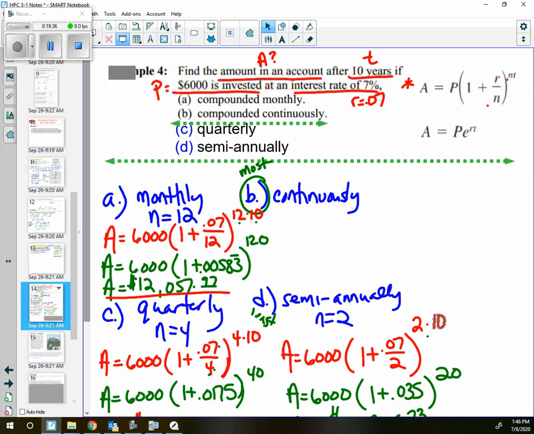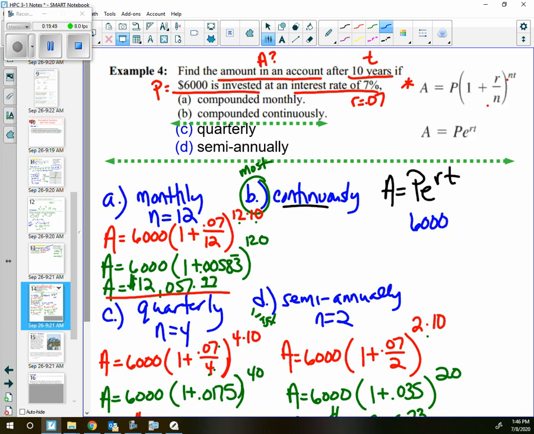All right, now let's compare back to this continuously. What that means is you're using Pert, A equals P e to the r t. There's no n you can put in. The keyword there is continuously, as if it could be an infinite number of times. The principal though is still 6,000, and then our interest rate is still 7%, and that's over 10 years, and we can type that in.